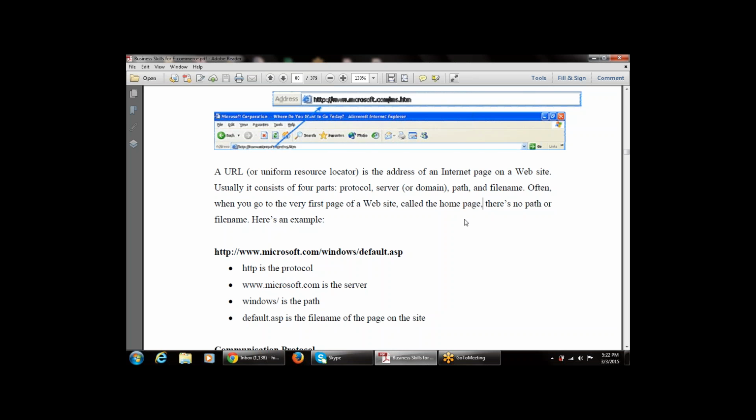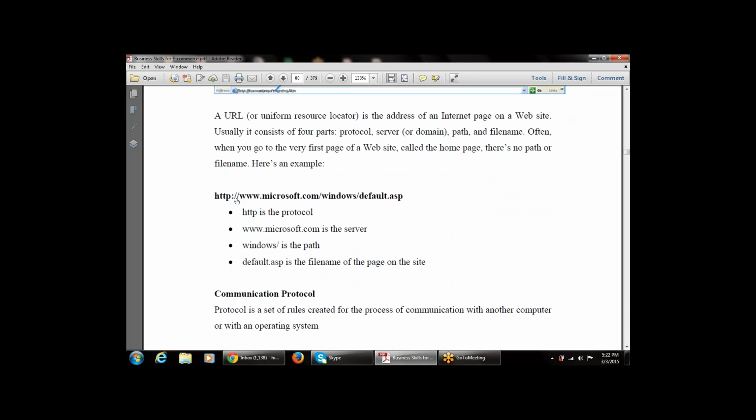This is the example: http://www.microsoft.com/windows/default.asp. First of all there is HTTP, the hypertext transfer protocol, that is the protocol. Then www.microsoft.com, that is the server, microsoft.com is the server. Then windows is the path, and then default.asp is the file name of the page on the site. That is the file name that is available on the site.